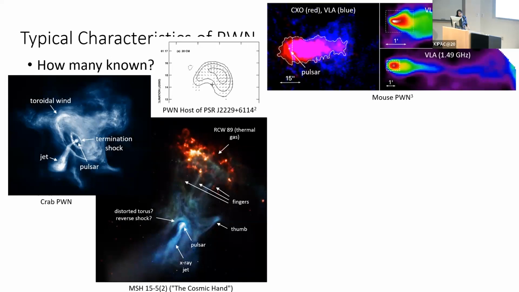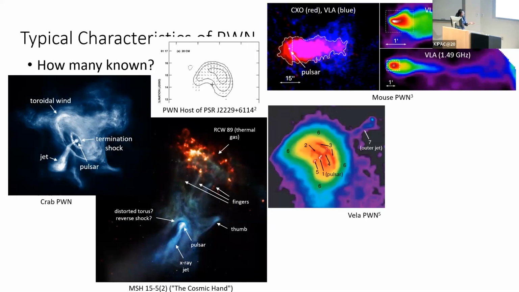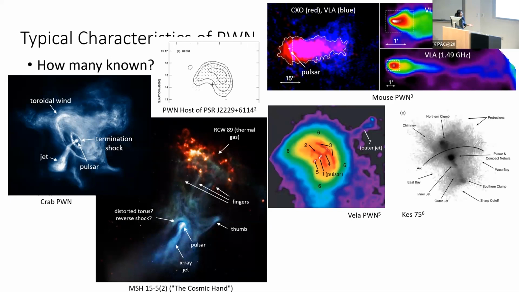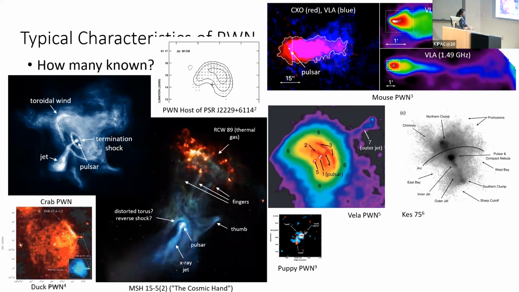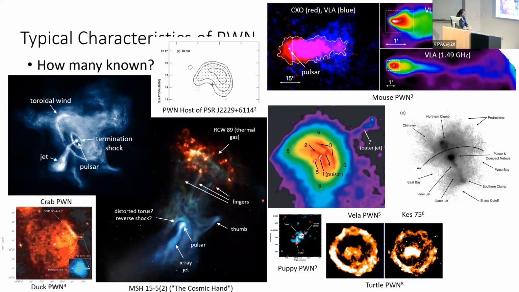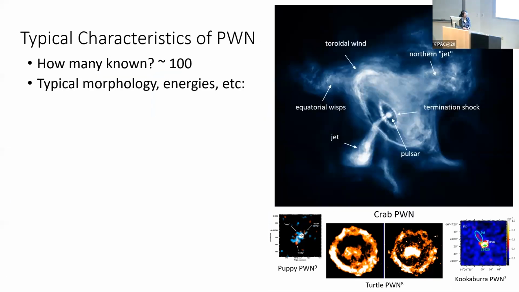But you can also have very different looking PWN that we've named the Mouse. Vela is also one of the brightest PWN objects. Then there's Test 75, the Duck, the Puppy, the Turtle, the Kookaburra. So you can see a trend here in how we name our PWN objects.